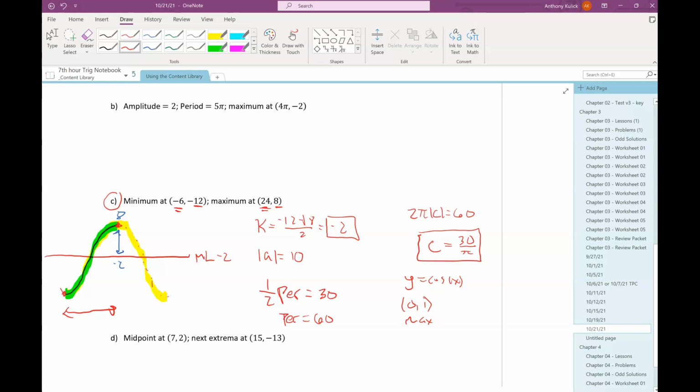Now I can match up that point with any extreme point for my transformed function. So we can use either the minimum at -6, -12, or the maximum at 24, 8. It doesn't matter. Both are fine to use. One is not really any easier than the other. Which one would you like to use? 24 and 8, I guess. Okay.